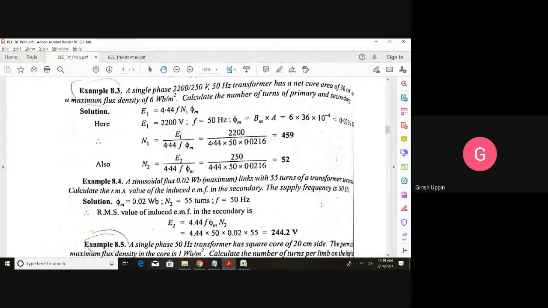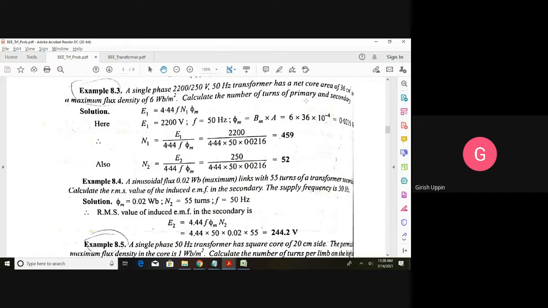Next problem. This is based on the EMF equation. A single phase 2200 volt slash 250 volt transformer, this is V1, this is V2. F is equal to 50 hertz. The transformer has a net core area of 36 centimeter square and a maximum flux density of 6 Weber per meter square. Now they have given the cross sectional area of the core, that is 36 centimeter square. You have to make sure that it is represented in meters. 36 centimeter square would be equal to 36 into 10 raised to minus 4 meter square. And Bm is given, 6 Weber per meter square. Calculate the number of turns on the primary and secondary.